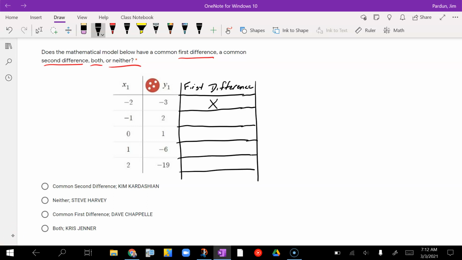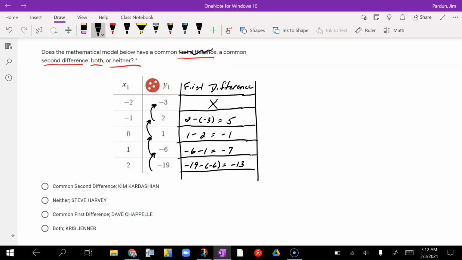Well, I can't take a difference with just -3. There's nothing to take a difference of. But I can take a difference between 2 and -3. Difference means subtraction, so I'm going to say 2 minus -3. That's equal to 5. I can take a difference between 2 and 1 by taking 1 minus 2. That's equal to -1. Here I can take -6 minus 1. That's -7. And then finally, for my first difference, I'm going to take -19 minus -6, which gives me -13. So I can see they don't have a common first difference, right? Because I got 5, -1, -7, -13.